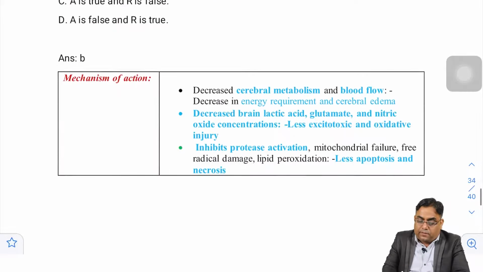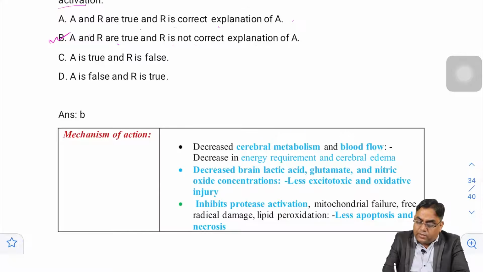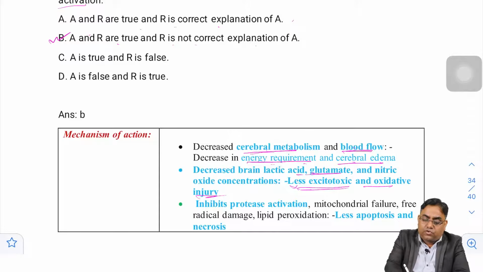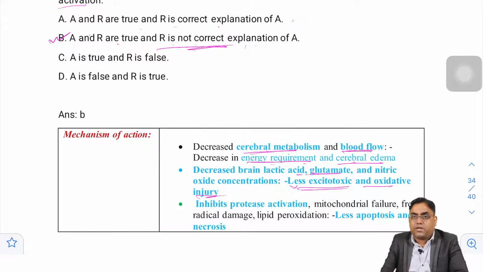So, see the assertion here: decrease in energy requirement, cerebral edema and cerebral blood flow. Here the decrease in energy requirement and cerebral edema is due to decreased cerebral metabolism and blood flow. So, blood flow and metabolism decrease, that is why there will be a decrease in energy requirement. And the reason here is that it decreases lactic acid and glutamine, which leads to less excitotoxic and oxidative injury. So, assertion and reason are true, but the reason is not the correct explanation of the assertion. This is the answer. Okay.